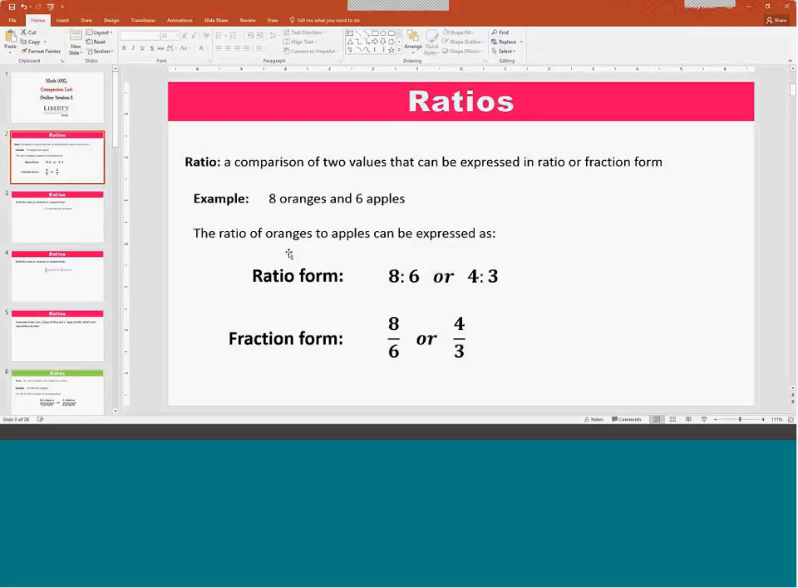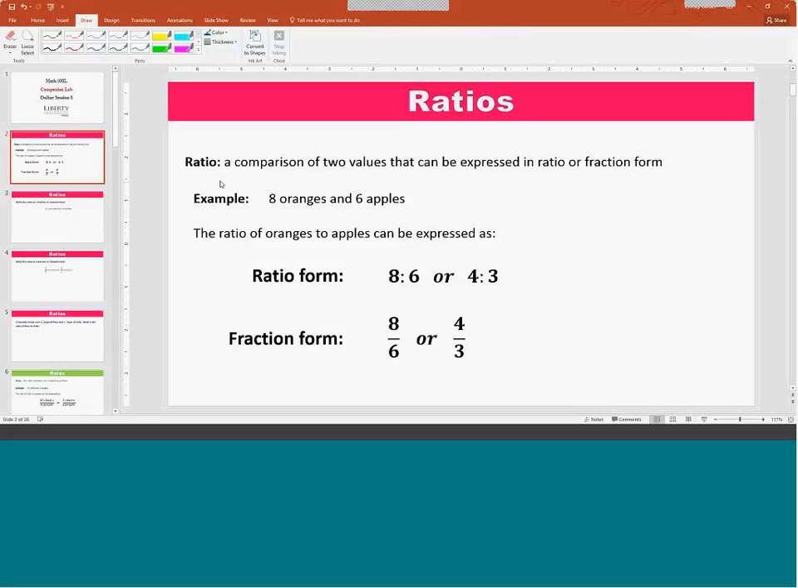Let's talk about ratios. What is a ratio? And you probably already are familiar with this quite a bit. A ratio is just a comparison of two values. It can be expressed in two different forms. It can be expressed in fraction form, and it can be expressed in ratio form.